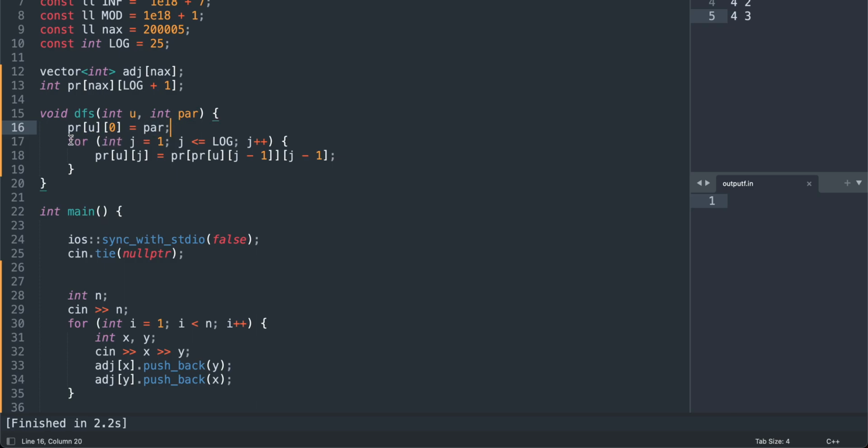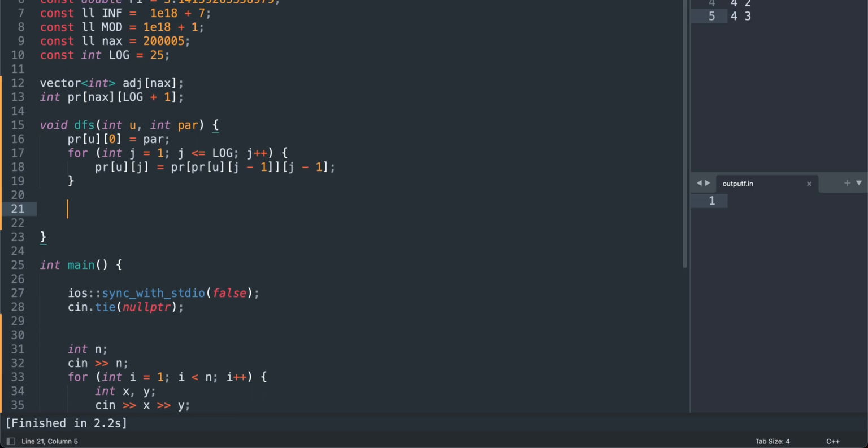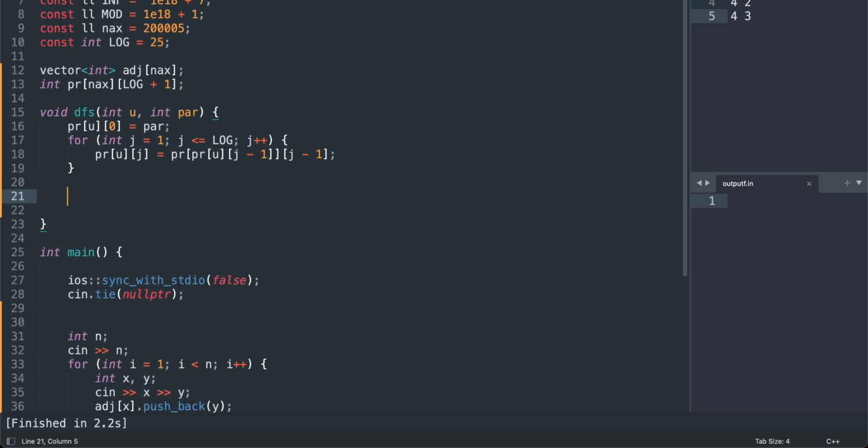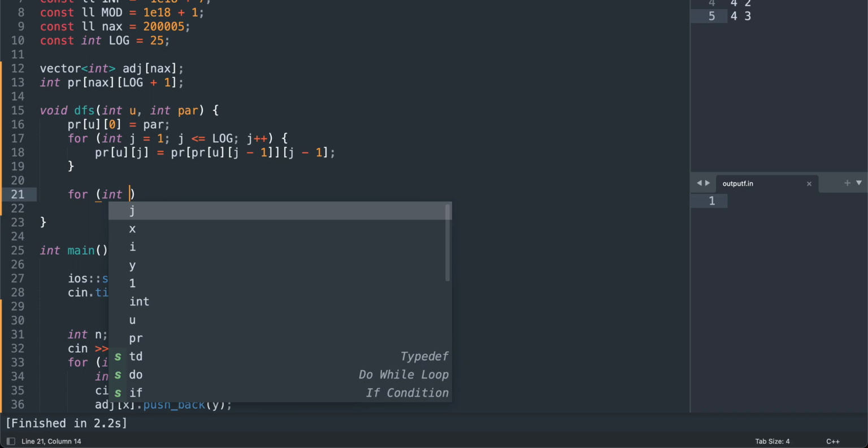Okay, go to all the nodes, go to all the values of j till log n, and take a jump. Okay, it will create the sparse table. So after this I will know all the 2 raised to j parents of u. Now let's calculate the same for the children.